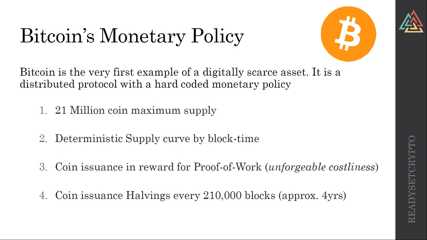It's got coin issuance in reward for proof of work, and that requirement for electricity and hardware to actually undertake that proof of work is what provides the security, but it's part of that unforgeable costliness, right? You can't generate Bitcoins without putting in that work. You have to actually generate that security for the network in order to be rewarded with those coins. So each coin actually has a backing of that unforgeable costliness behind it. And then the coin issuance halves every 210,000 blocks, which roughly works out to about 4 years, which effectively doubles your stock to flow ratio or halves your inflation rate, whichever side you want to look at.